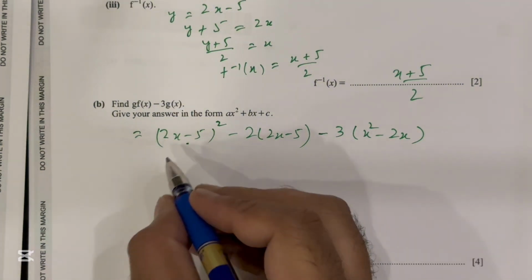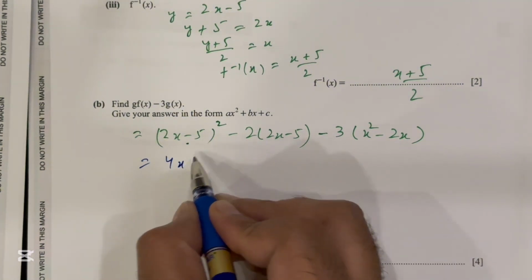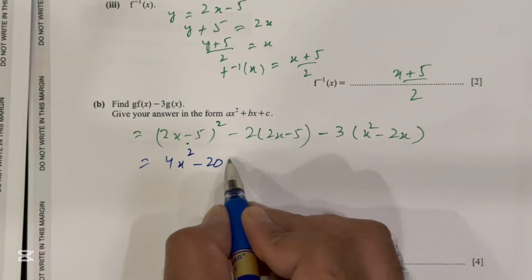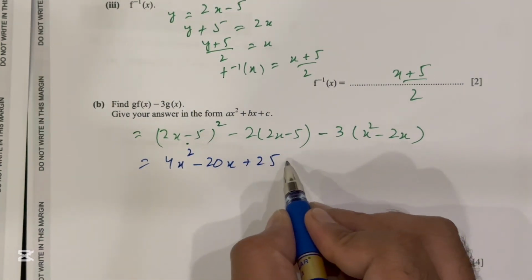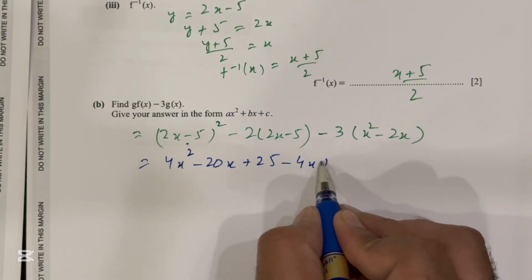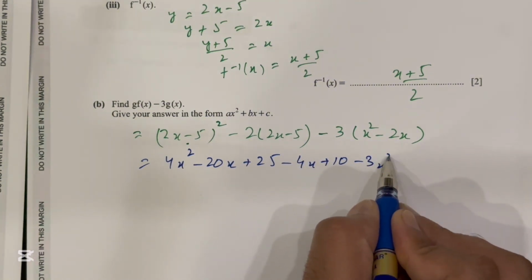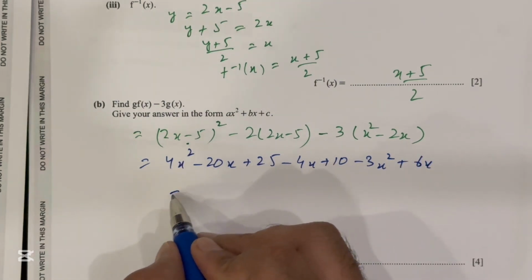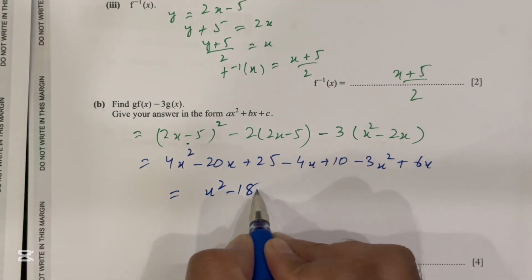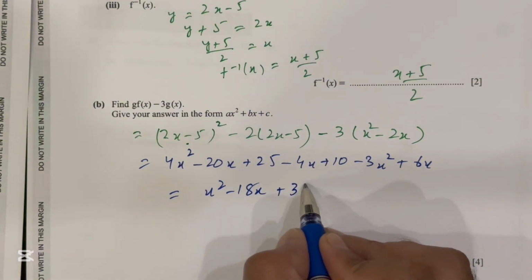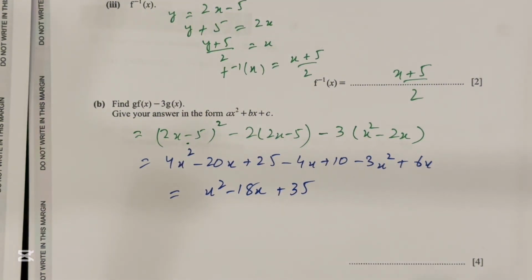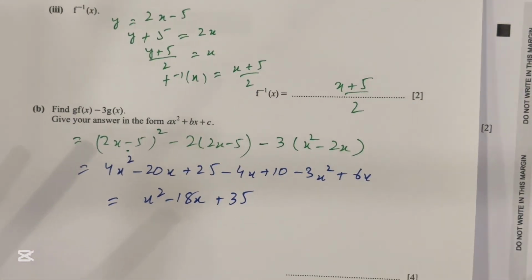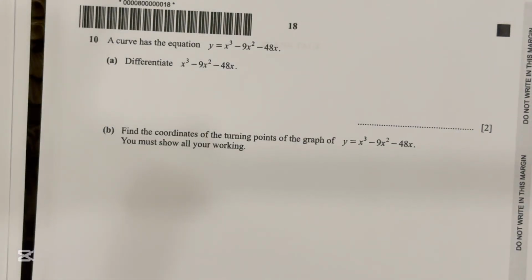Now you can simplify it. (2x)² minus 2ab would be 20x, then 25, and it would be equal to minus 4x, then plus 10, then minus 3x squared plus 6x. So you get the answer, that is x squared minus 18x plus 35. So this was the question of functions. Moving to the last question, question number 10.